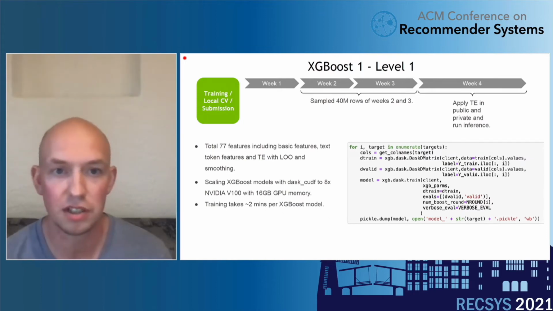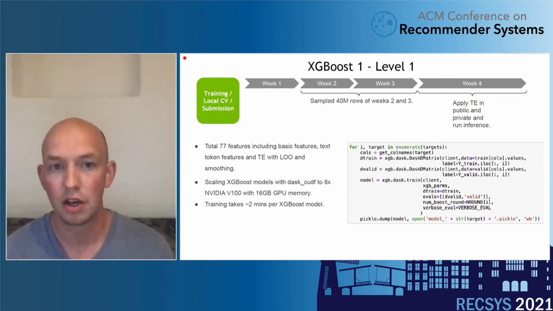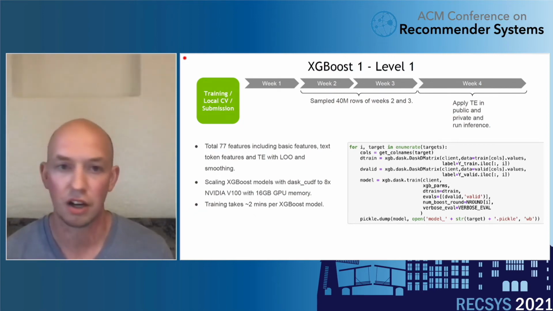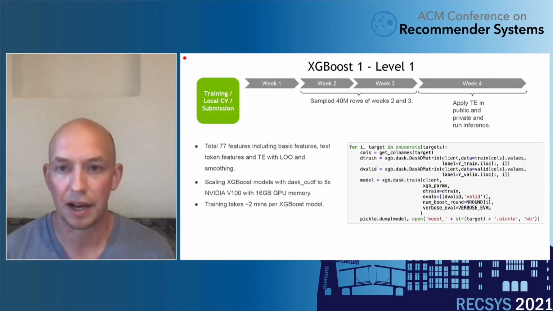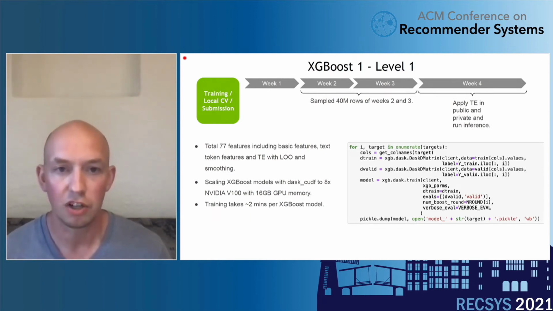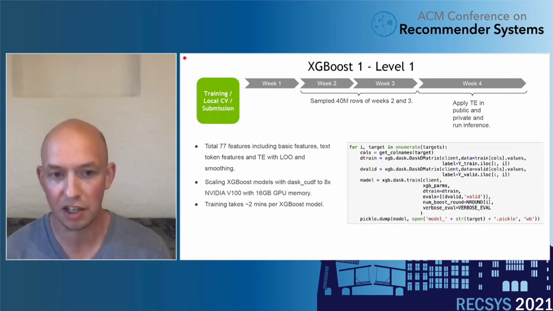So the first model was an XGBoost, and we used only week 2 and week 3 to calculate the features to train our XGBoost model, and in the end, apply it to week 4. The target encoding values were generated over the full data set with the leave one out strategy. And training it with GPUs took 2 minutes per XGBoost model.